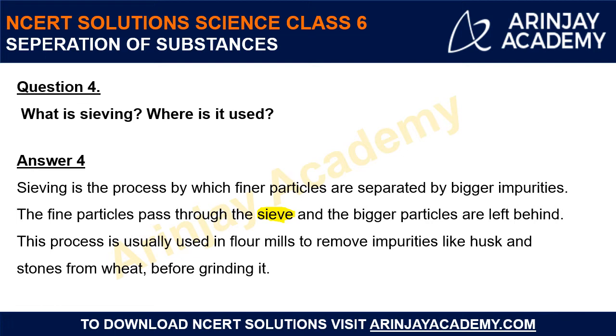This process is usually used in flour mills to remove impurities like husk and stones from wheat before grinding it. So in flour mills, when we have to grind wheat grains, what they do is they firstly perform sieving so that they can easily remove the impurities such as stones and husk that are already present. All right.